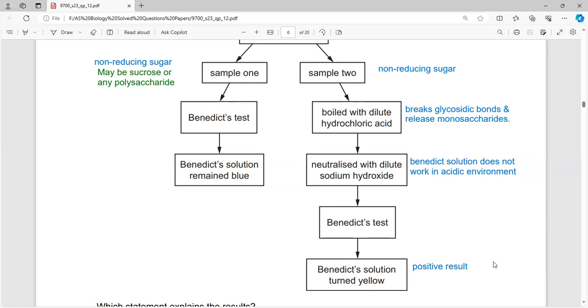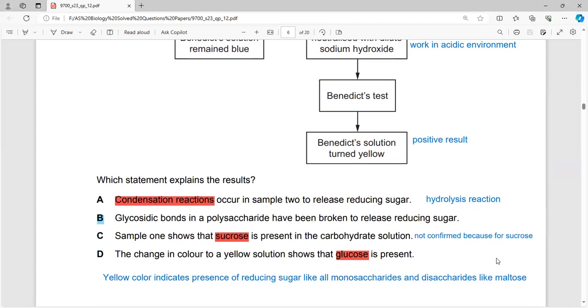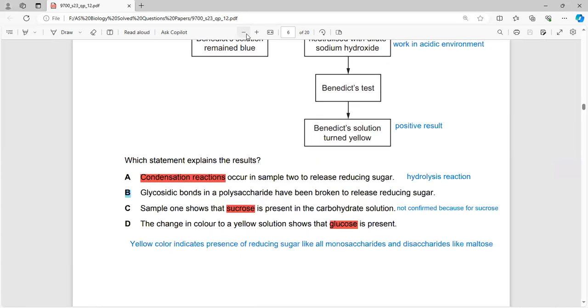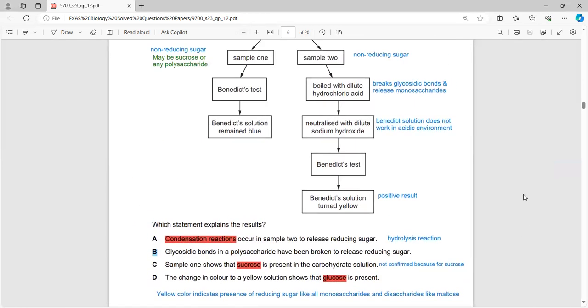This whole procedure is also part of the Paper 3 practical, so we're going to see the types of questions that might be relevant to it. Which statement explains the results? Number A: the condensation reaction occurs in the sample to release the reducing sugar as a result of adding hydrochloric acid. Hydrochloric acid is breaking the glycosidic bond, so this is a hydrolysis reaction. It's not a condensation reaction.